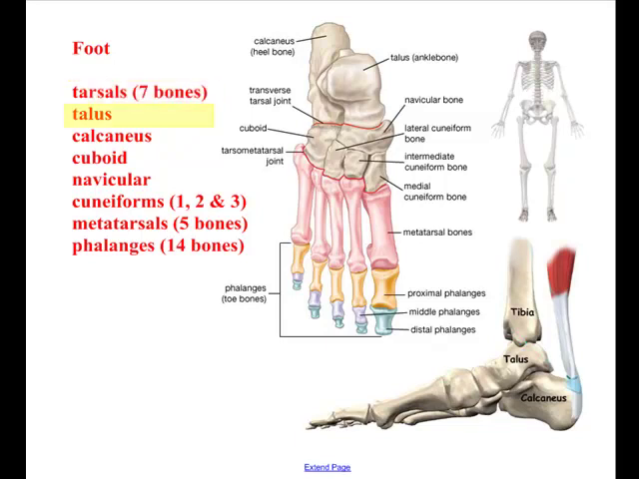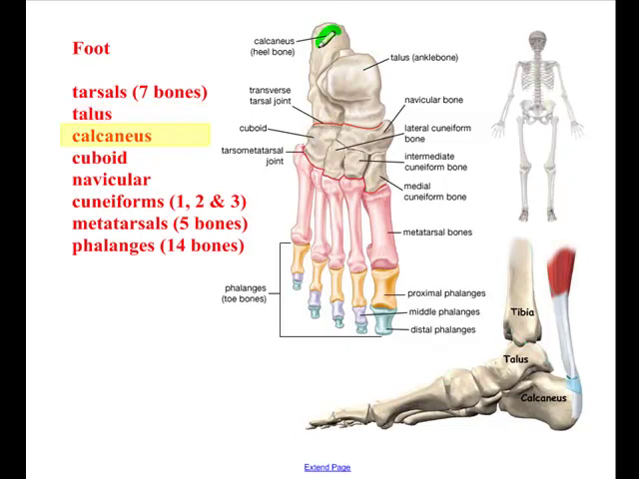We're going to start with the talus. And the talus you see here. Here it is again in a sagittal view. The talus is a large solid bone that supports the tibia and the fibula, and together they form the hinge joint of the ankle.